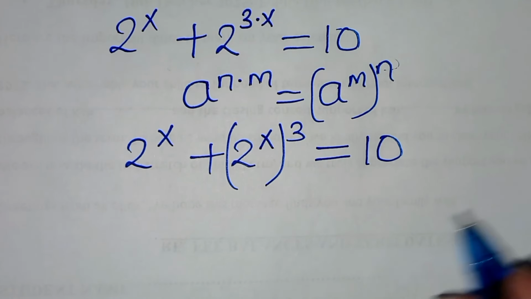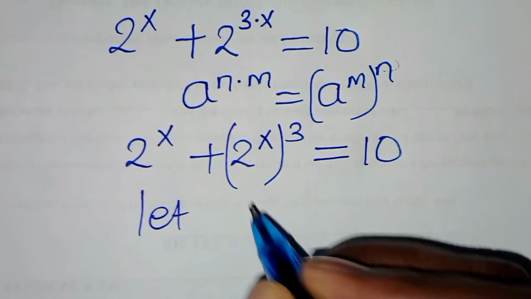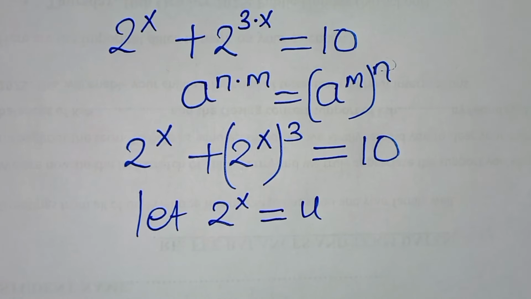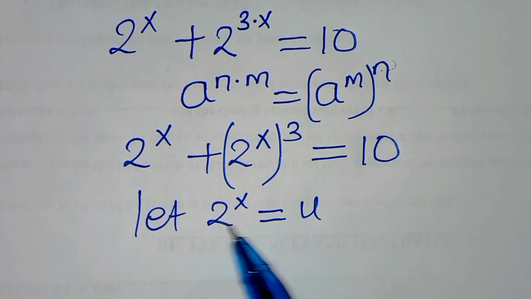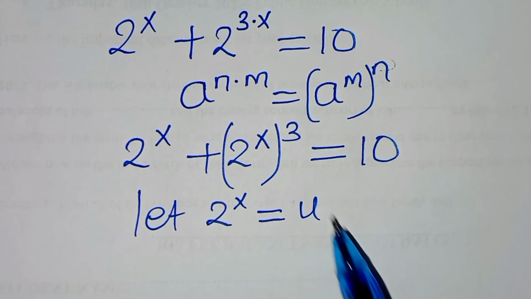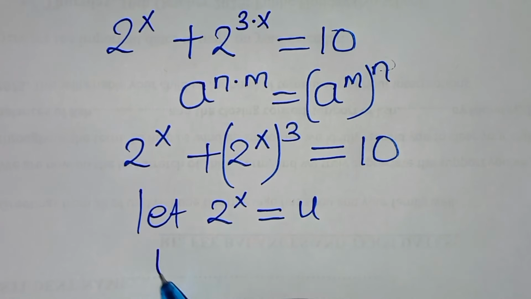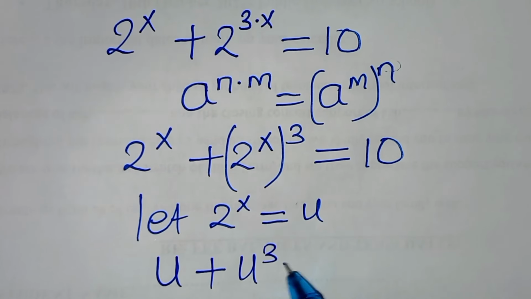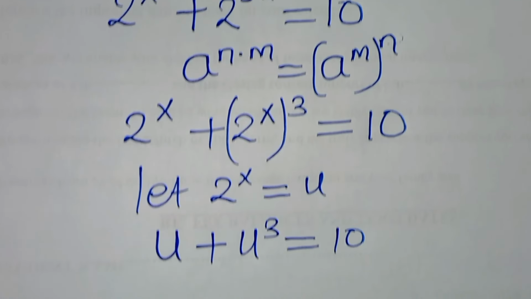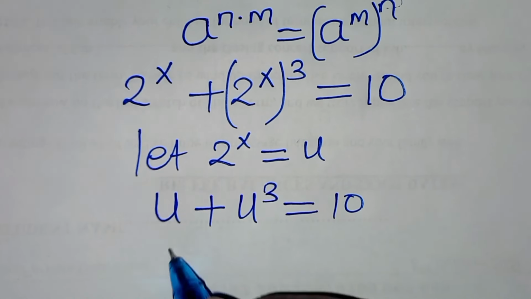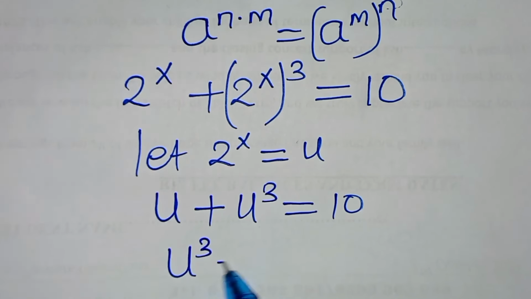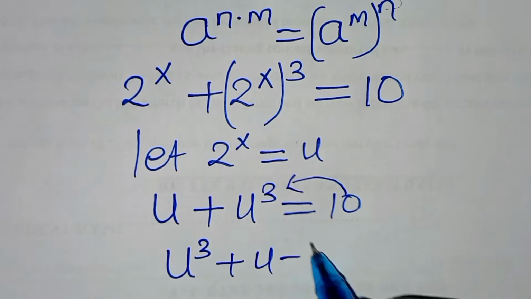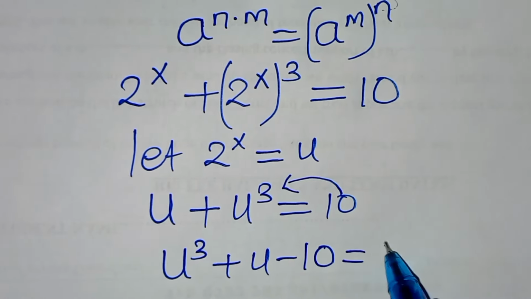The next step from here, we can let 2 to the power of x be equal to u. Let's substitute this here so that you have u plus u to the power of 3. This is equal to 10. So let's rearrange this so that we have u to the power of 3 plus u. Let's take 10 on the left hand side, so minus 10. This is equal to 0.